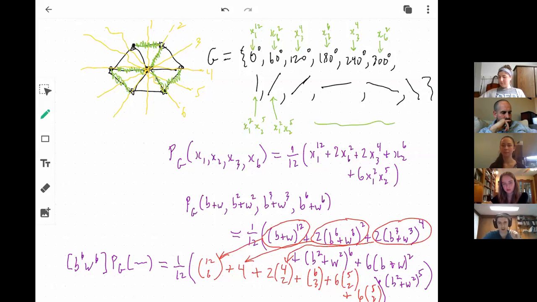I don't know if you can hear me, but I'm still trying to completely wrap my head around why, okay, so when we're plugging in B plus W's, when you plug in the 1 for x1, obviously that's just B to the 1 plus W to the 1.